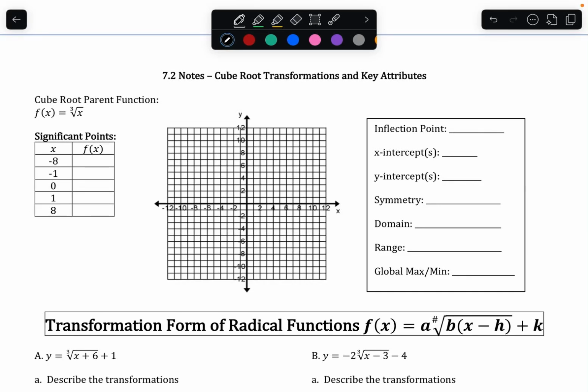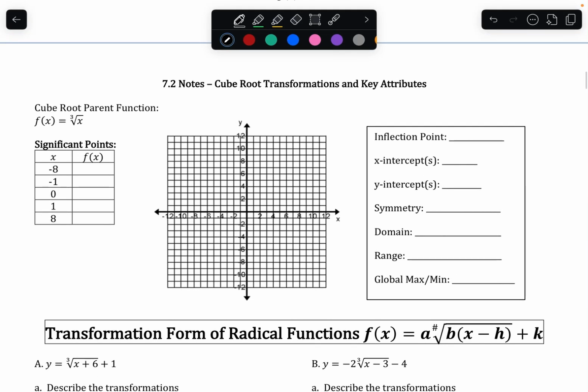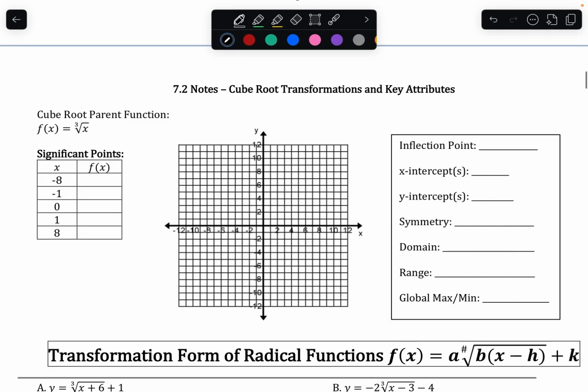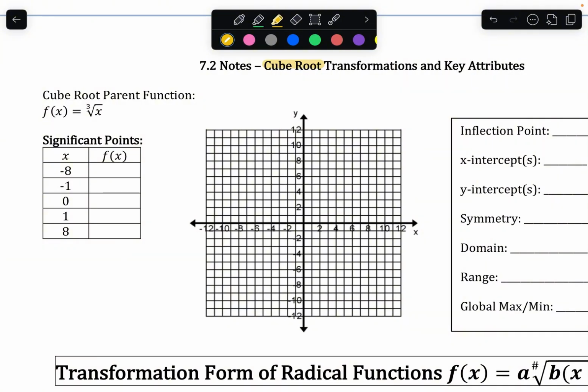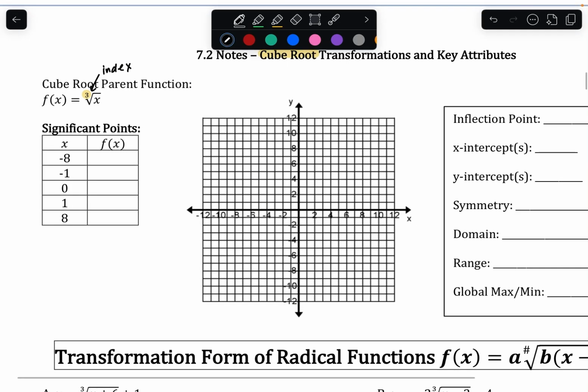All right, in this video, we are going to talk about cube root transformations and key attributes. Okay, so the cube root parent function is the cube root of x. You are going to recognize that it is cube root because you will see a 3 in the index of the radical. And so a cube root essentially uncubes numbers.